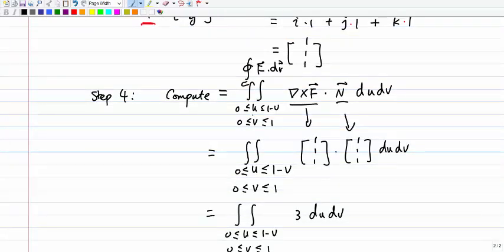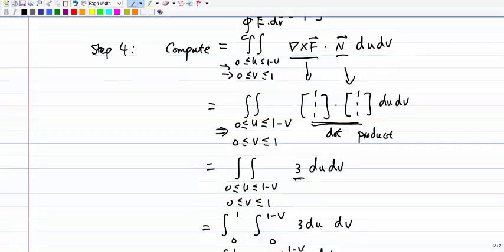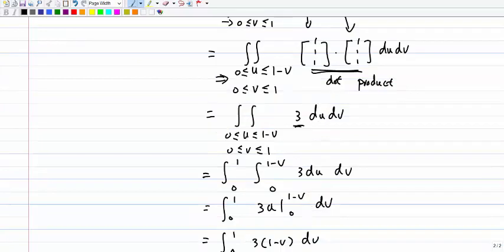If we do that, we keep the same value over here, and we plug this one in as 1, 1, 1. This is a dot product. Remember, the dot product is the entry-wise product summed up. So it's 1 times 1 plus 1 times 1 plus 1 times 1, and you get 3. Then integrate over there, again in two steps. First, we compute the inner integration, which is integration over u. The range is already given here, from 0 to 1 minus v.